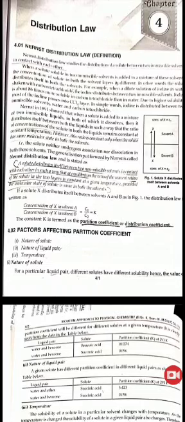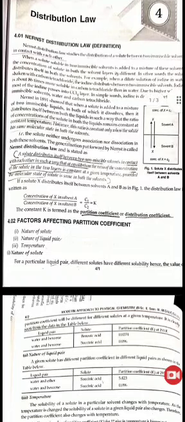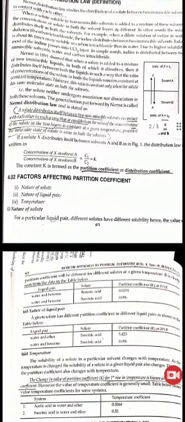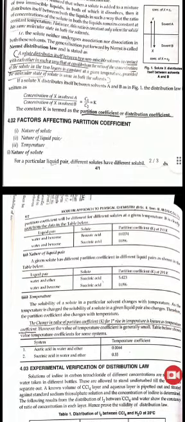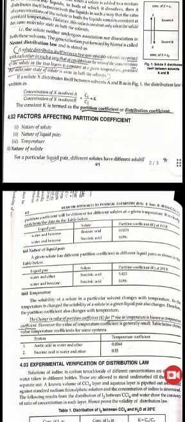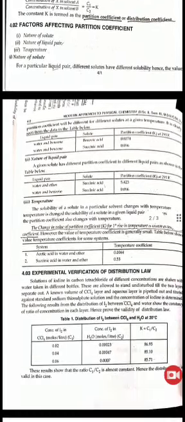Second topic is factors affecting partition coefficient. First is nature of solute, second nature of liquid pair, third temperature. Nature of solute. For a particular liquid pair, different solutes have different solubility. Hence, the value of partition coefficient will be different for different solutes at a given temperature. Second, nature of liquid pair. A given solute has different partition coefficient in different liquid pairs.